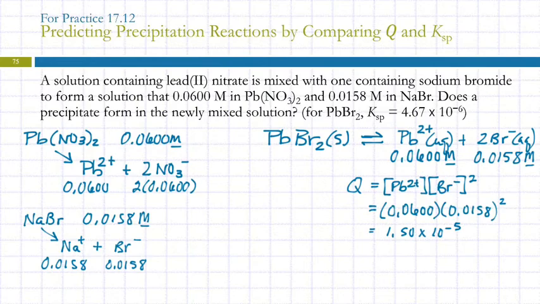(1.5 times 10 to the minus 5). So KSP is smaller than Q. Q is larger than KSP. Right? This is 10 to the minus 6. This is 10 to the minus 5. So Q is larger. That means that the concentrations here are larger than they would be at equilibrium.